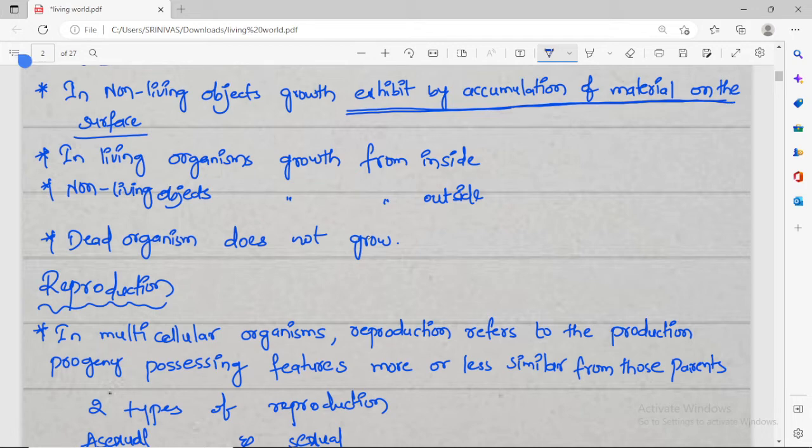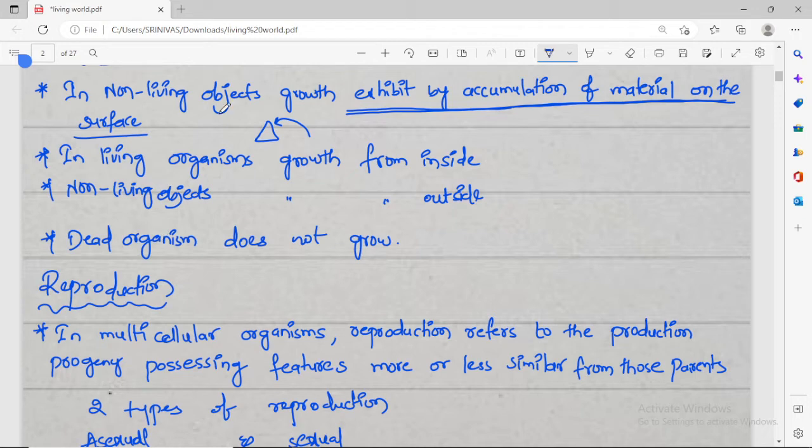What happens is accumulation. For example, in sand mounds, with the help of air, the sand comes together and gathers in one place. All the sand gathers in one place and forms a sand mound, with the help of air. That's how non-living objects also grow.